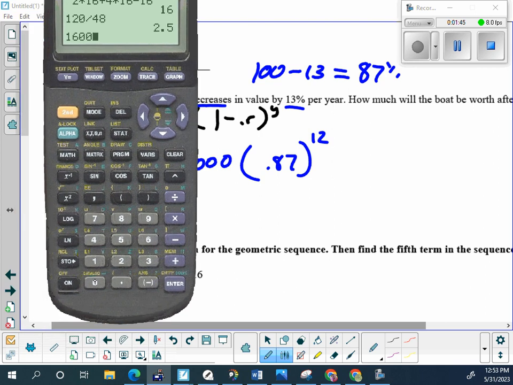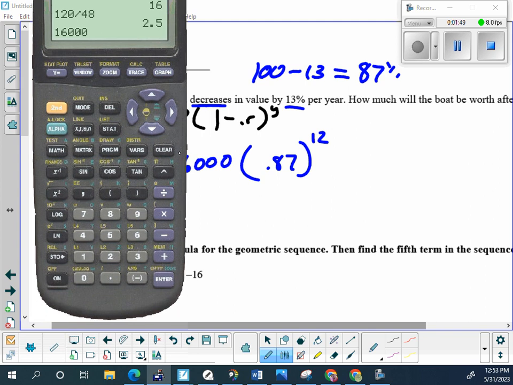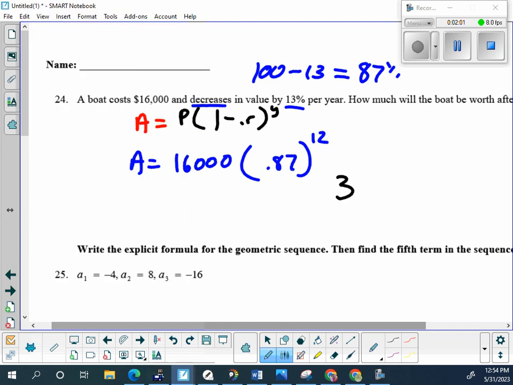1,600 parentheses 0.87 because it's a depreciation to the 12th power. And your answer is 3,851. Rounded would be that answer.